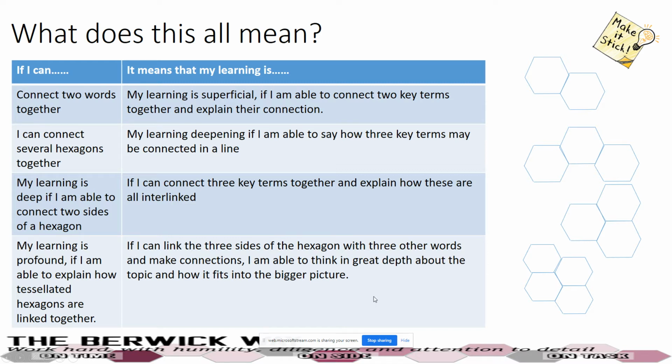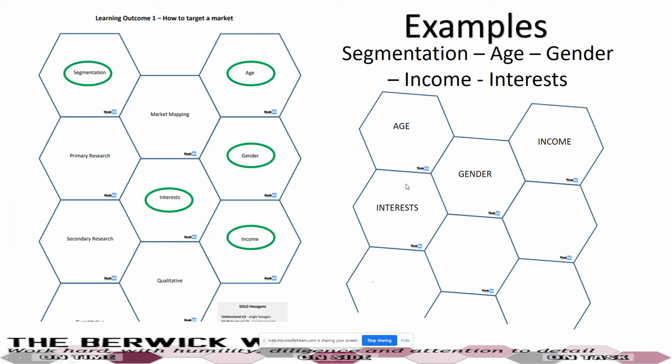If you can connect four words together and tessellate them to build up a real bigger picture of what the subject is about. So what does that mean for you specifically then for a subject like enterprise and marketing? So take, for example, learning outcome one, how to target a market, okay? These are the key terms that I would expect you to be able to, first of all, just define and say what they are, okay?